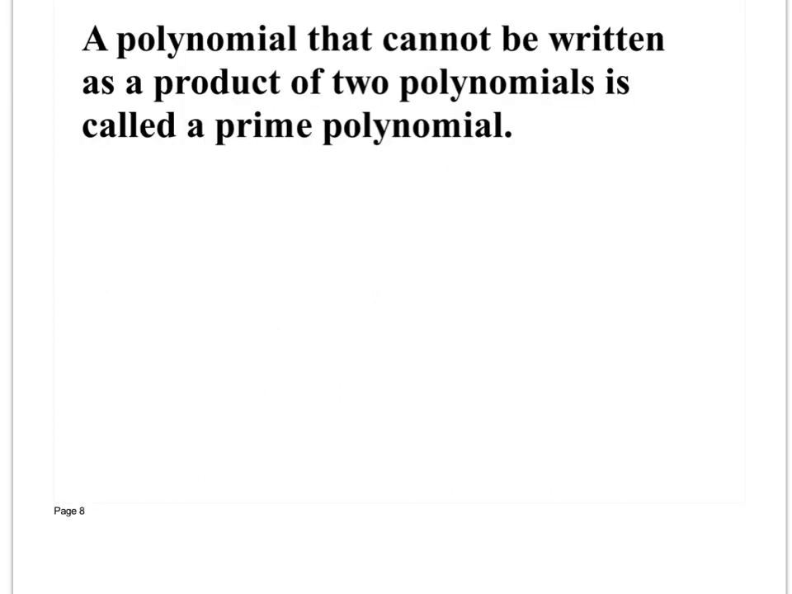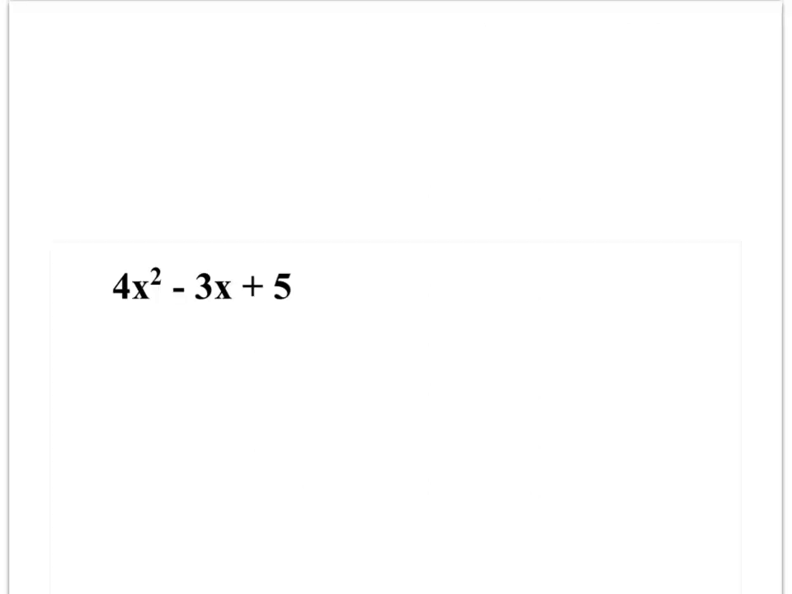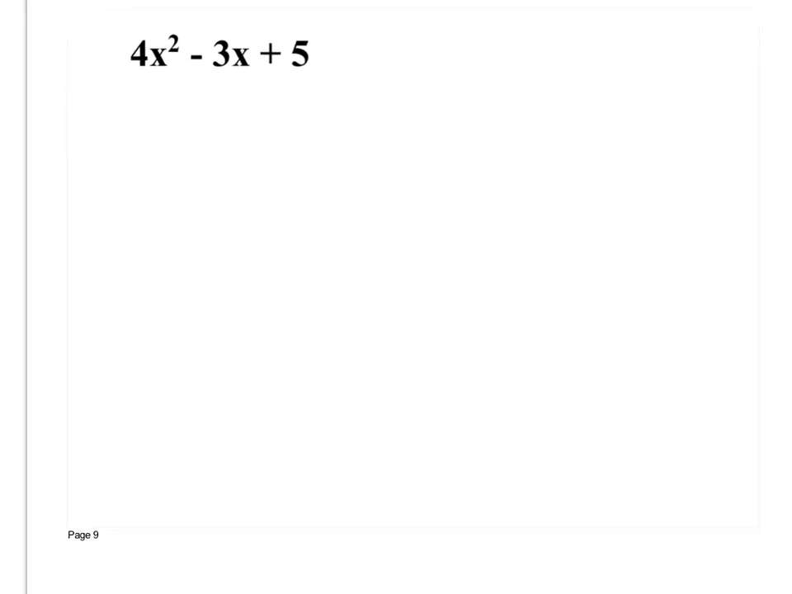A polynomial that cannot be written as a product of two polynomials is called a prime polynomial. So like a trinomial that can't be factored, like we've been doing on all the other problems, it's called a prime polynomial. So this problem says factor 4x squared minus 3x plus 5. Your homework will say if the polynomial cannot be factored using integers, write prime. So let's factor it.